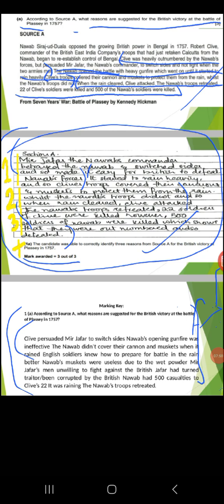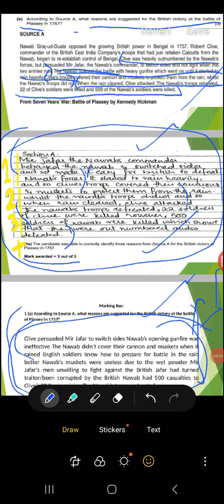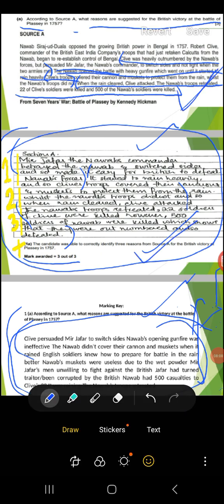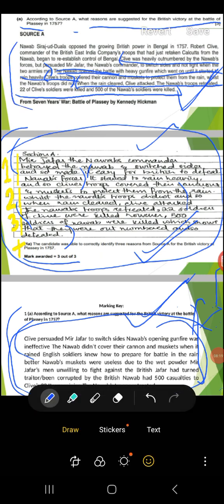Here in this marking key, the words are your own, but they are obviously the same. This one and this one are almost the same, but here some new points are added. It's up to you whether to pick points like this, or whether to add some of your own points, or whether to write in your own words. But keep this in mind, that the answer should be from the text and not any other thing which is not here in the text.